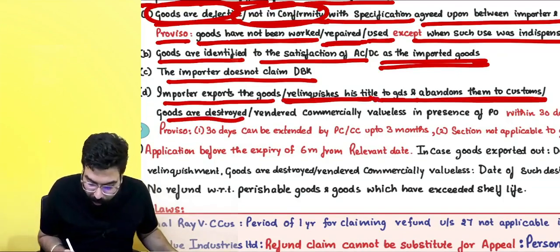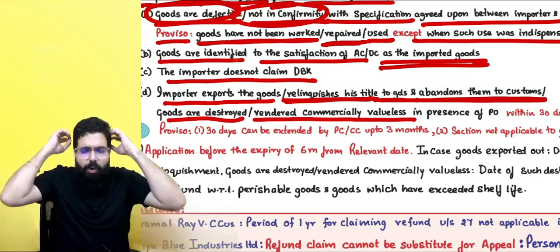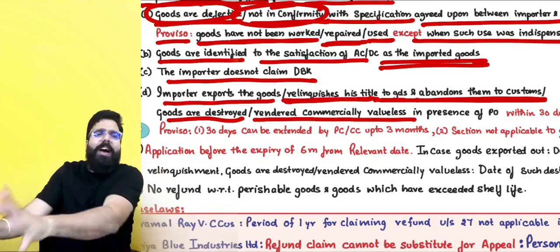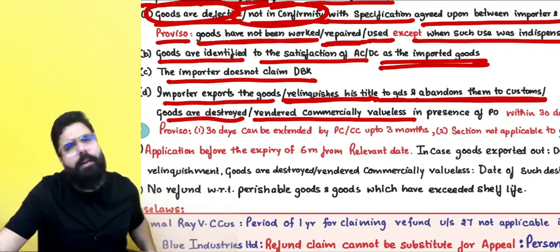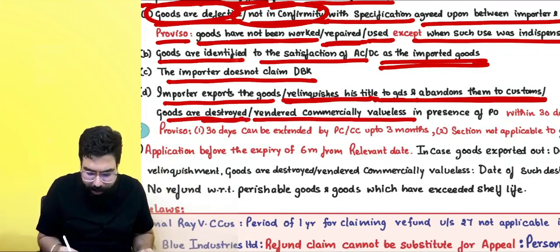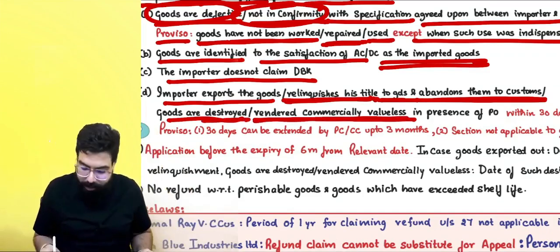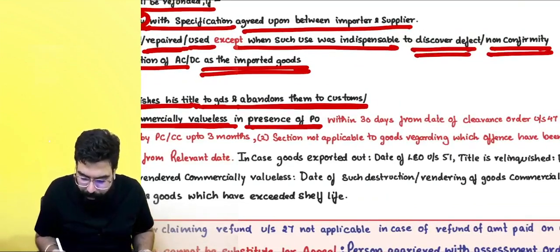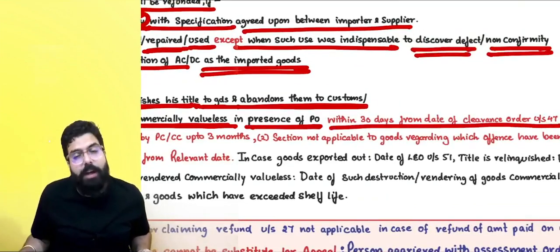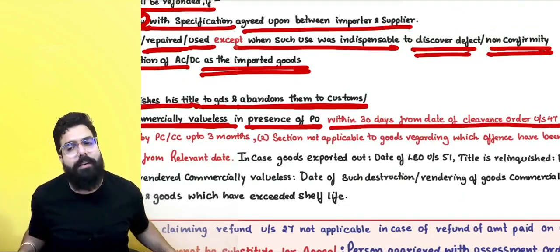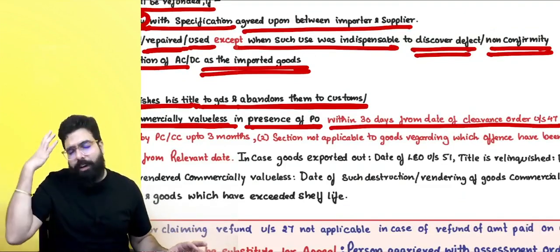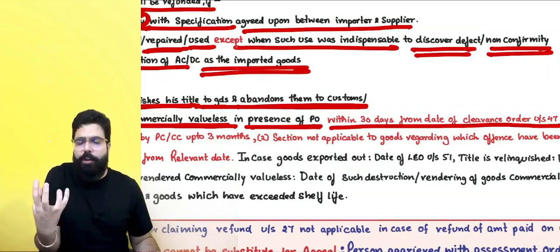Sir, goods are destroyed or rendered commercially valueless. Goods are not in specification. Put one fire on the goods. They will return your duty. They are telling goods are destroyed or rendered commercially valueless in the presence of the proper officer within a period of 30 days from the date of clearance under section 47.